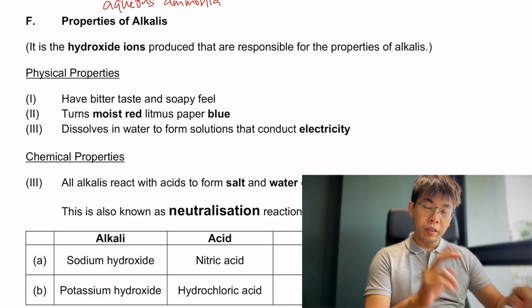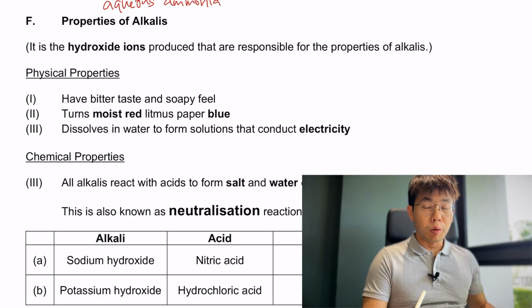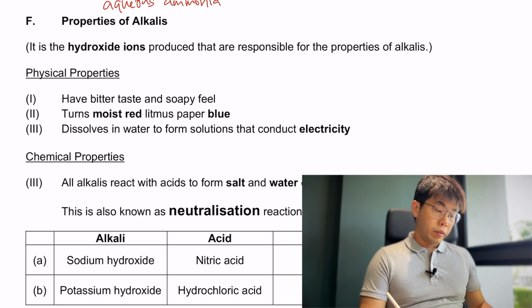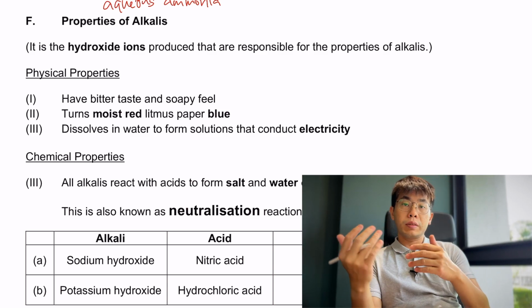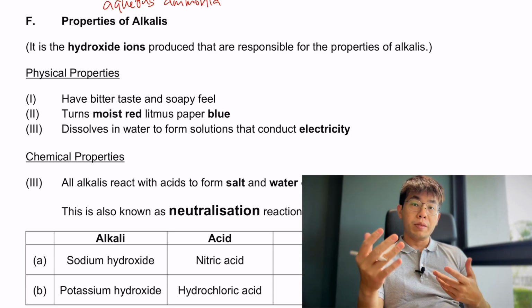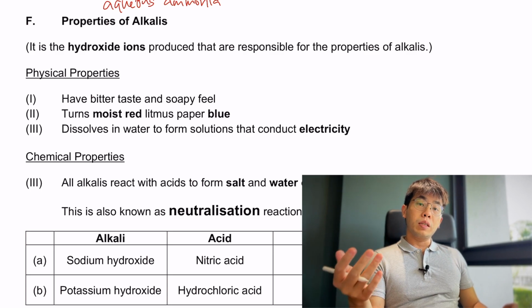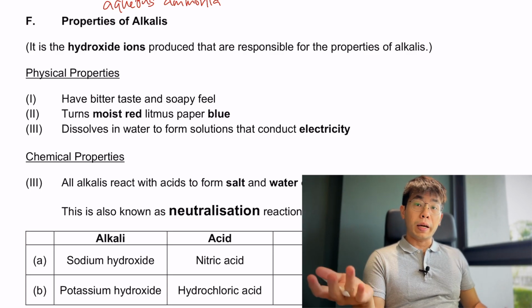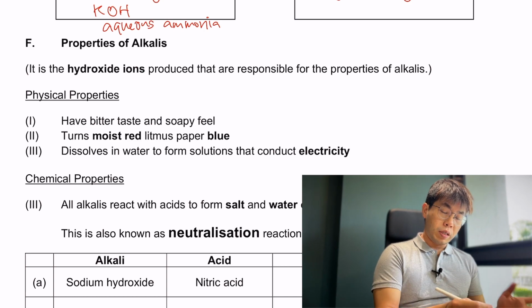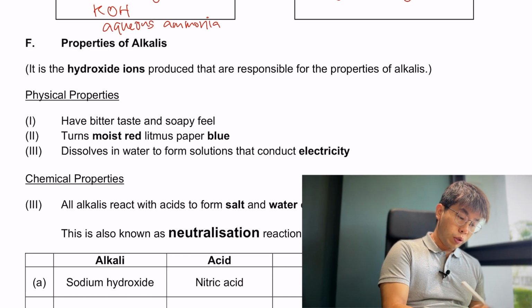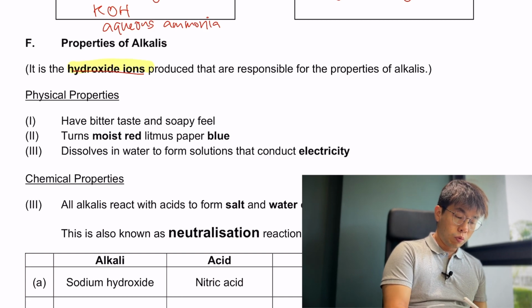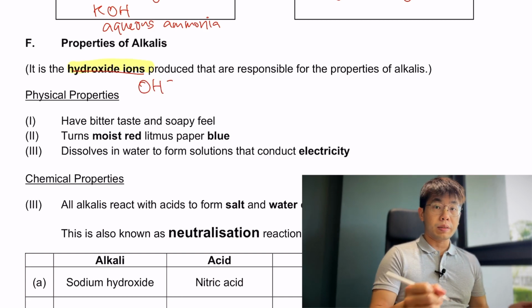Hello everyone, and in this video we'll be looking at some of the properties of alkali. In the previous video we learned that alkali is a type of base, and so now we want to see what the different properties of alkali are. Alkali basically dissolves in water to produce hydroxide ions, and the formula for hydroxide ions is OH minus.